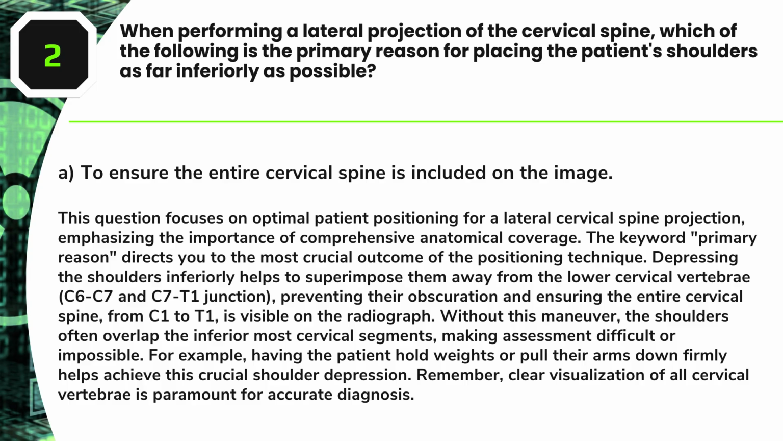Depressing the shoulders inferiorly helps to move them away from the lower cervical vertebrae, C6, C7 and the C7-T1 junction, preventing their obscuration and ensuring the entire cervical spine, from C1 to T1, is visible on the radiograph. Without this maneuver, the shoulders often overlap the inferior-most cervical segments, making assessment difficult or impossible. For example, having the patient hold weights or pull their arms down firmly helps achieve this crucial shoulder depression. Remember, clear visualization of all cervical vertebrae is paramount for accurate diagnosis.